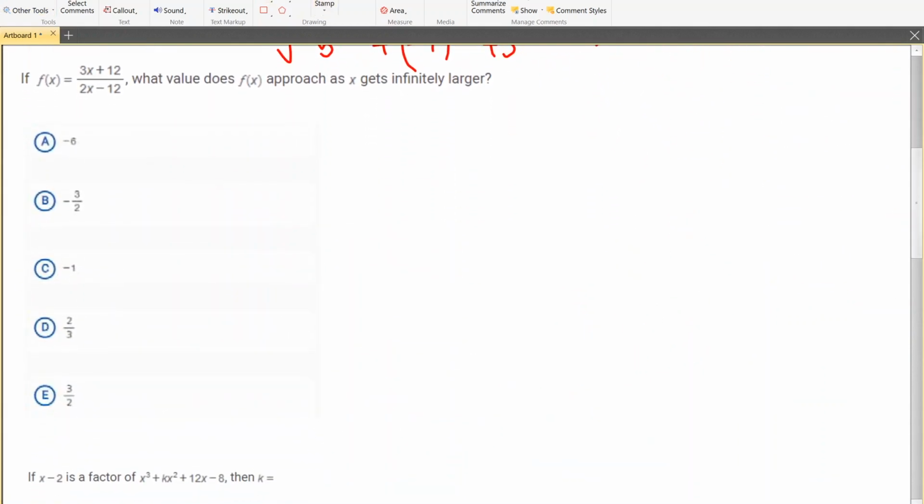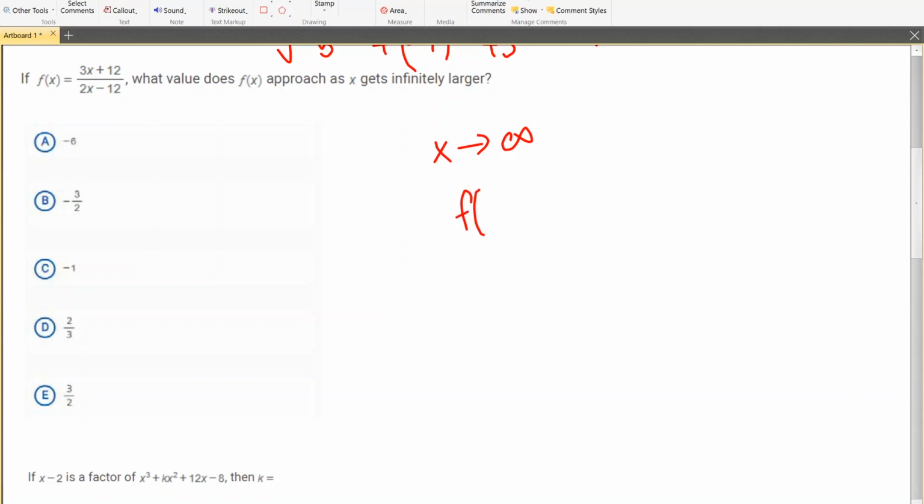If f of x is 3x plus 12 over 2x minus 12, what value does f of x approach as x gets infinitely larger? Now this is a limit question if you have some background in calculus, but you can still solve it without calculus. So we have to imagine that x goes towards infinity. So x is getting bigger and bigger.